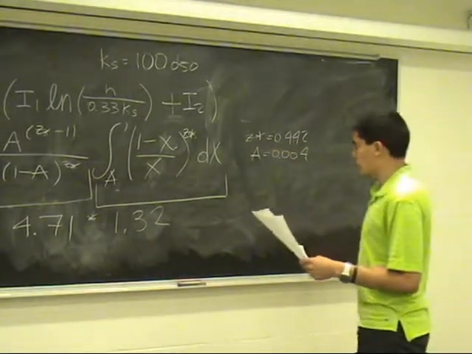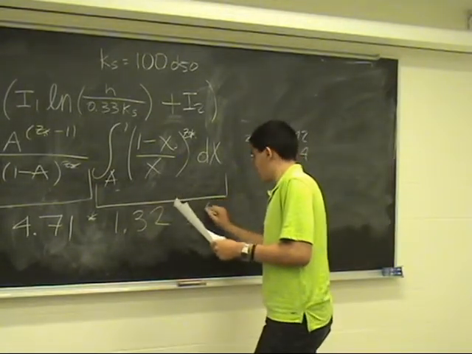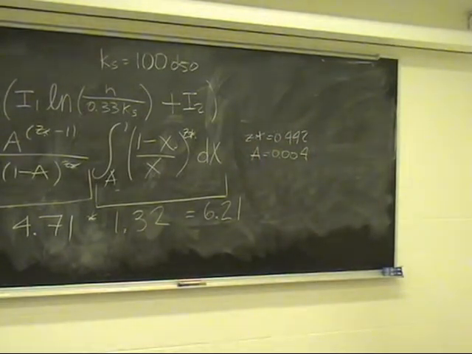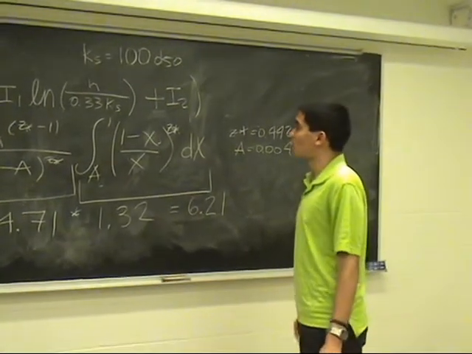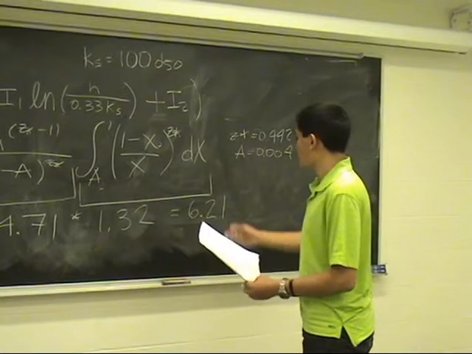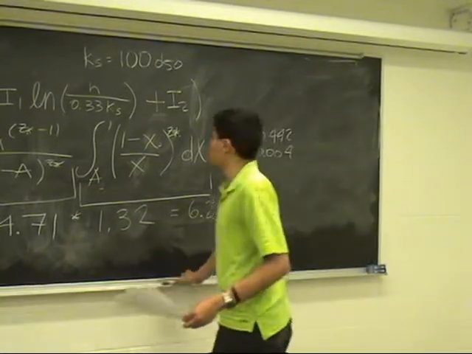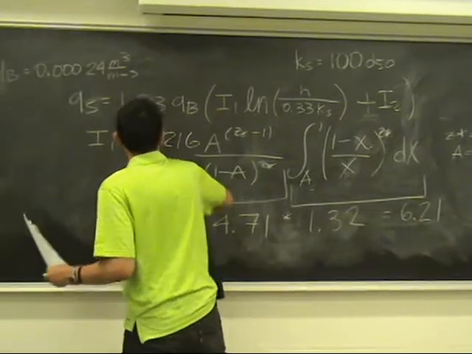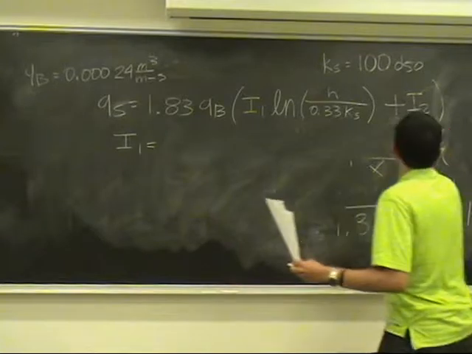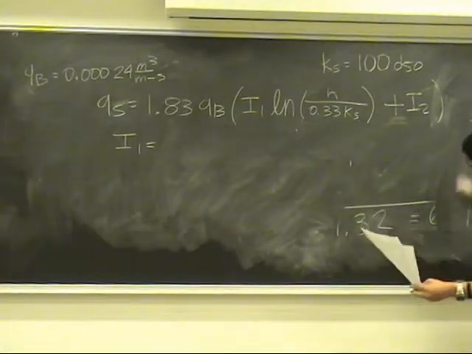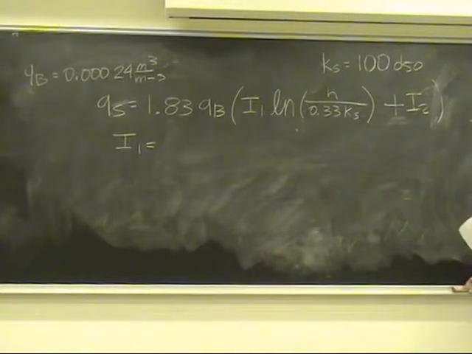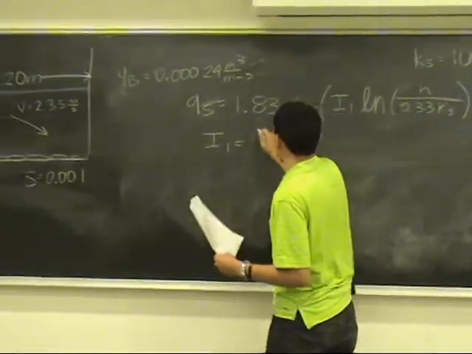And when you multiply this together, you get 6.21. So good job. We have figured out what I1 is. So 6.21. I'm gonna now erase everything just to have I1 alone up here. That is the first step.